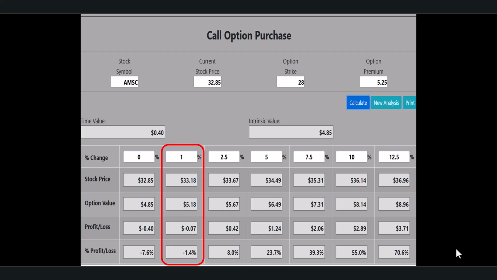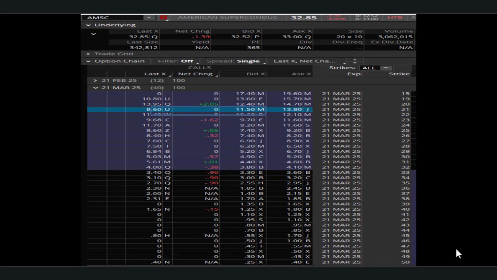According to the 1% rule, we want the call to at least break even if the stock price is up 1%. The calculator picture shows that if the AMSC stock price is up 1%, the 28 call will lose 1.4% of its value. We want that to be break even or better, so the 28 call does not meet our requirements. Let's see if the 23 call will work.